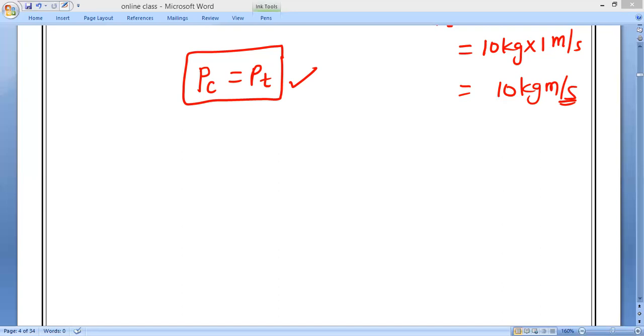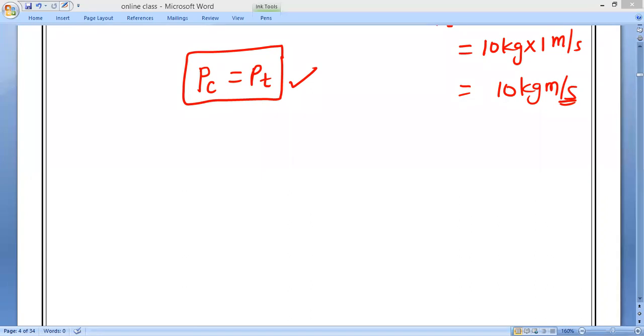So is momentum a vector quantity or scalar quantity? Vector quantity. Direction always matters. As I already mentioned long back, whenever you get the phrase rate of change, it indicates with respect to time. With respect to what? Time.